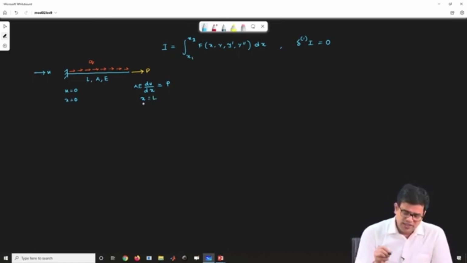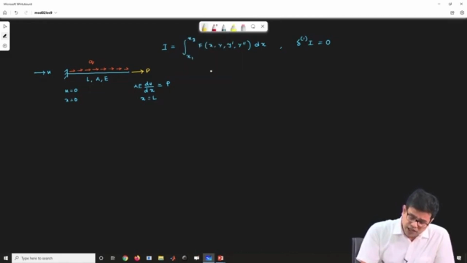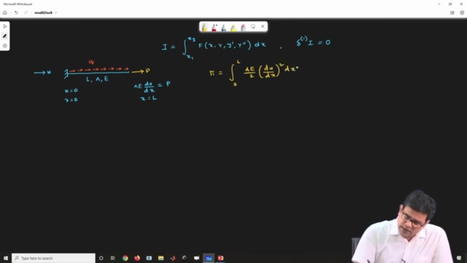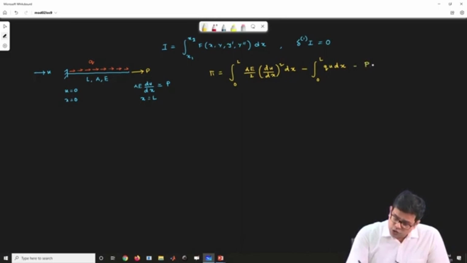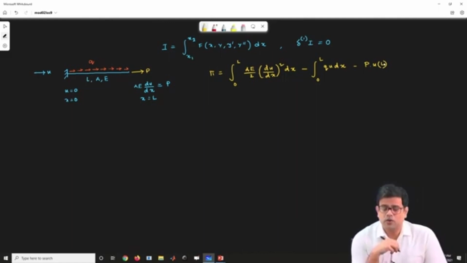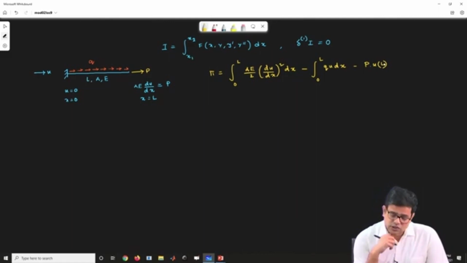Now what we did is that we found out its energy densities, or the potential energy. That is equal to the integral from 0 to L of A by 2 times du dx whole square dx, then minus, because you have a UDL, the work done, that is the integral from 0 to L of QU dx, and you have a load at x equals to L. So that is P into U at L. So that is your boundary condition. This is your energy functional, or the potential energy functional.